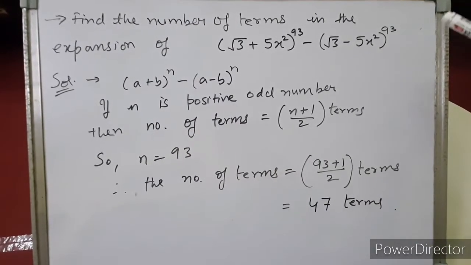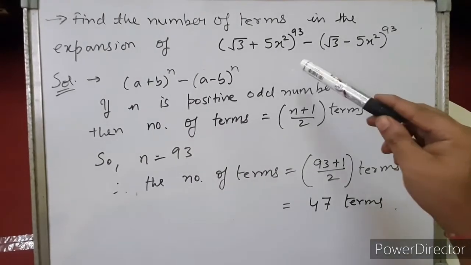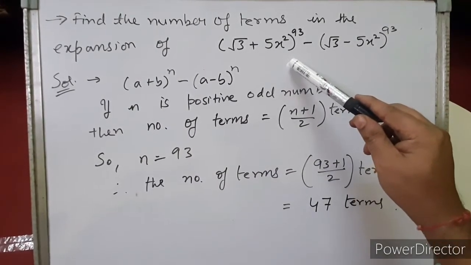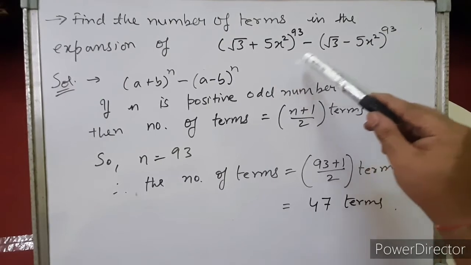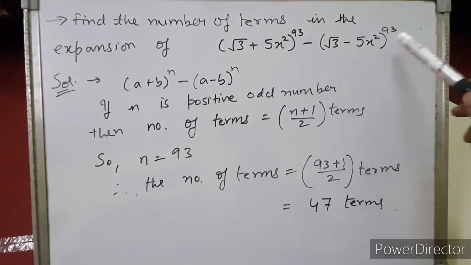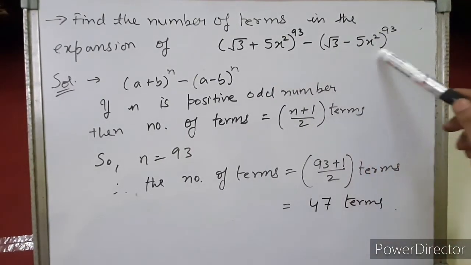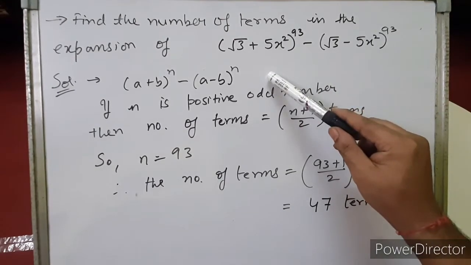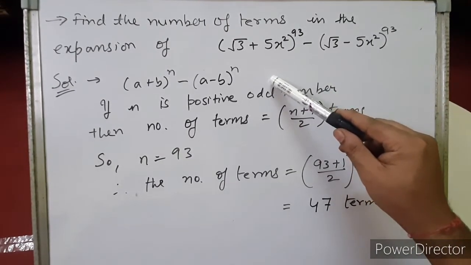Now again we have to find the number of terms in the expansion of (√3 + 5x²)^93 − (√3 − 5x²)^93. Now children, this is similar to the expansion you have just studied, (a + b)^n − (a − b)^n.